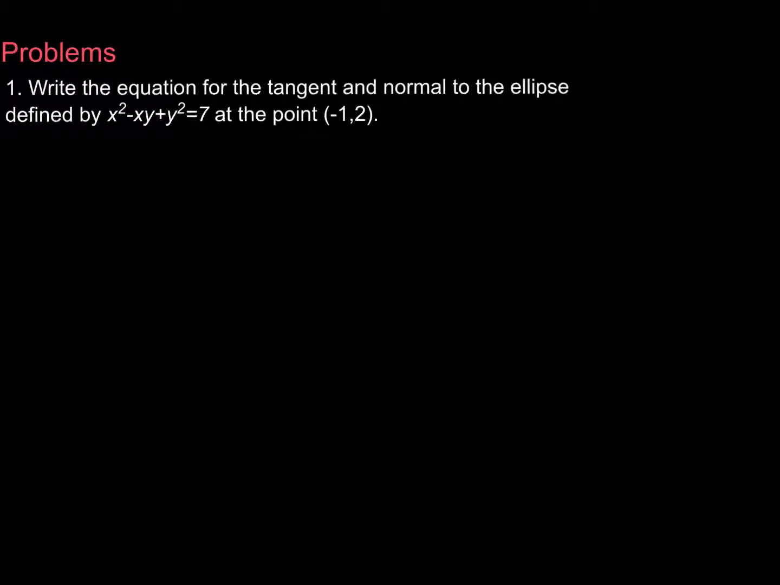All right, I want to write the equation for the tangent and the normal to the ellipse, and this is the equation that gives me the ellipse at the point (-1, 2). So I'm not going to go to Wolfram Alpha and look at the graph because that's not something I'll have on the AP test, and we don't need it.